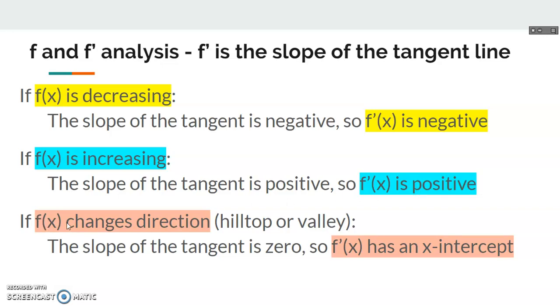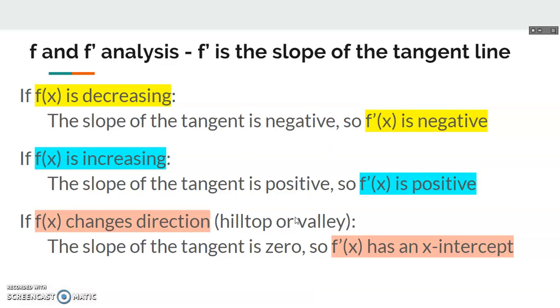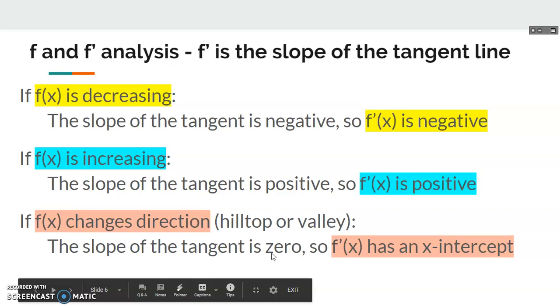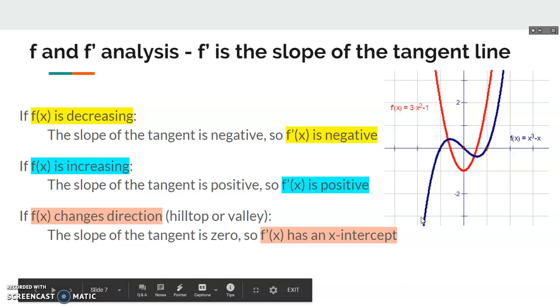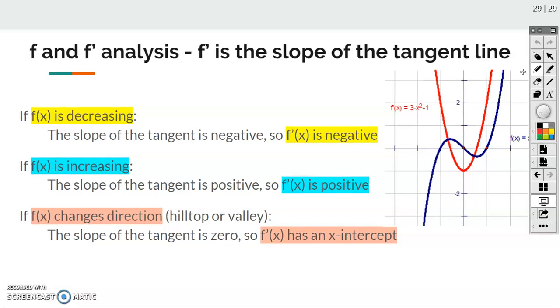If the original function changes direction, so when you're at the top of a hill or the bottom of a valley, at that point the slope of the tangent is 0. So f prime would be 0, and the way you would see that on a graph would be that f prime has an x-intercept. Let's look at an example. So my original function is x cubed minus x. And let's look at when the function is increasing, decreasing, or when it changes direction.